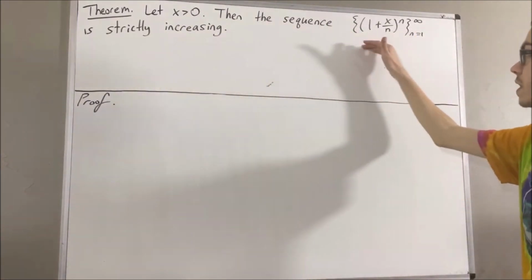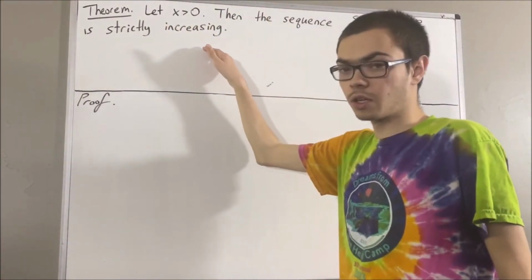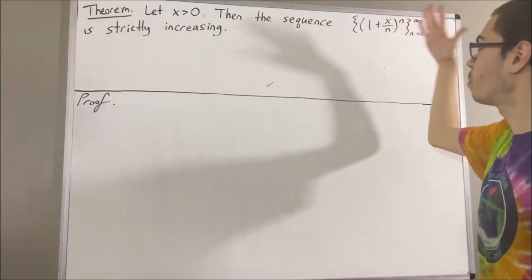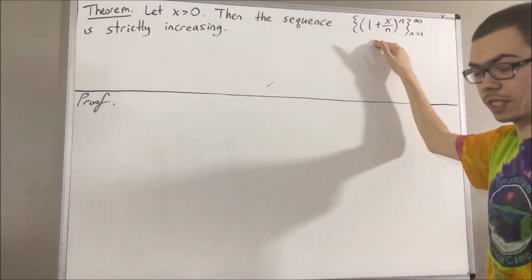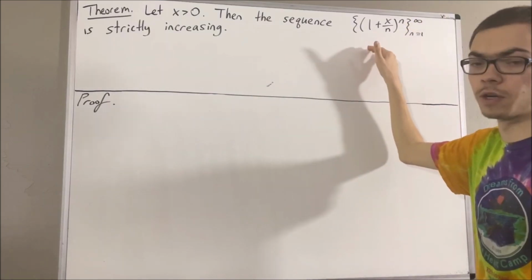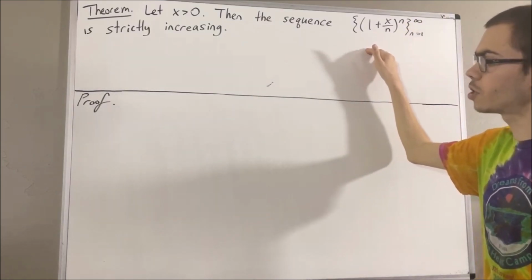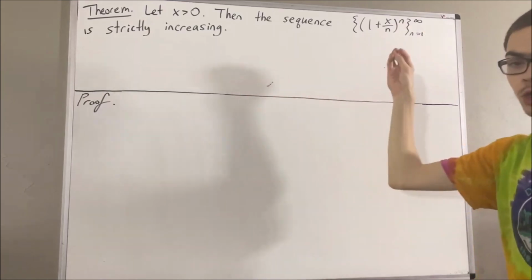Now, to prove that this sequence is strictly increasing, we're trying to prove for all positive integers n, the n+1th term of this sequence is strictly greater than the nth term of this sequence. So let's first give ourselves an arbitrary positive integer n.